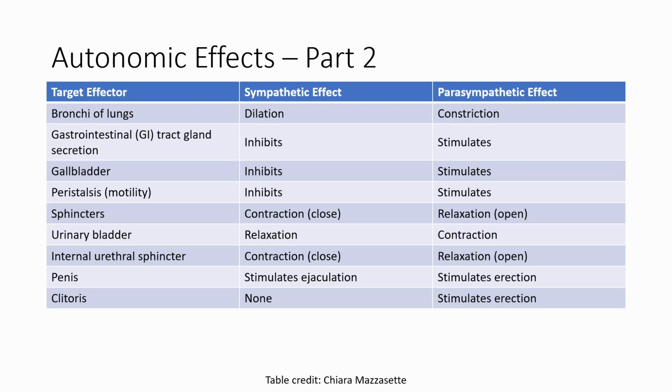Not every sympathetic or parasympathetic effect has to do with immediate danger or absolute relaxation. If we look at the penis, for example, we see that the parasympathetic side is going to stimulate an erection, and then the sympathetic side, the fight or flight response, is going to stimulate an ejaculation.